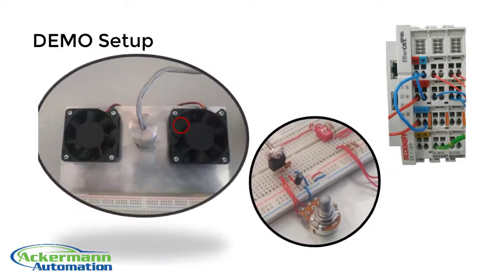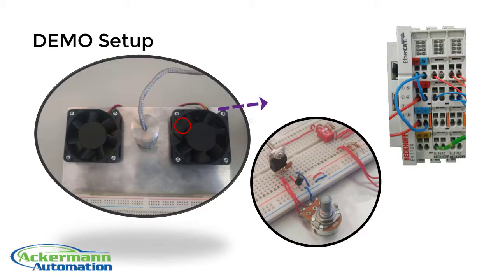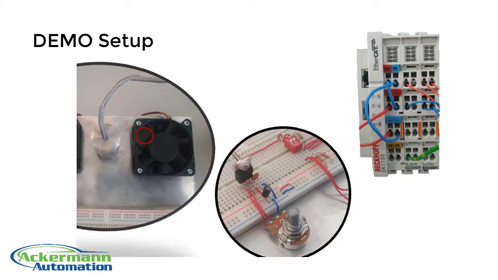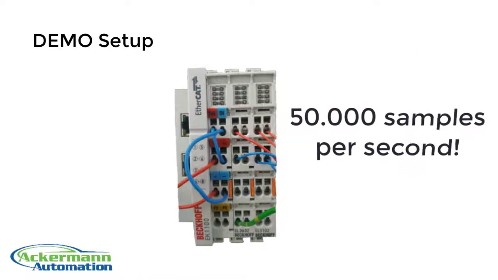The acceleration sensor is connected directly to the Beckhoff EL3632 terminal. It can read the acceleration with a rate of up to 50,000 samples per second to do frequency analysis.